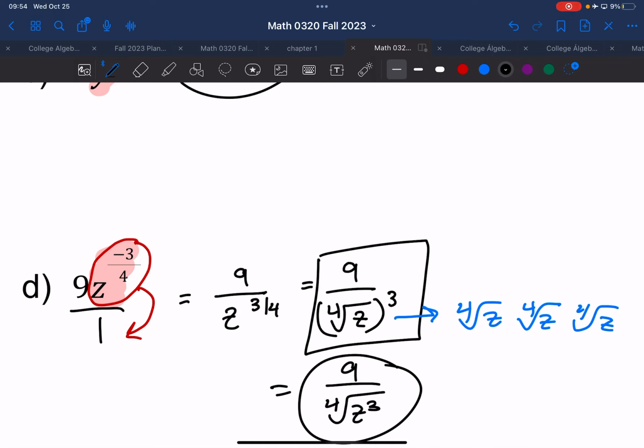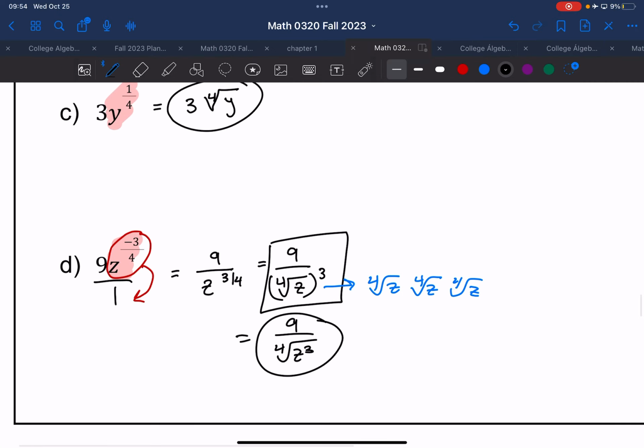Okay. Either would be correct. You'd get points for either, because the main thing here was converting from an exponent to a radical. Okay. Any questions on that concept?